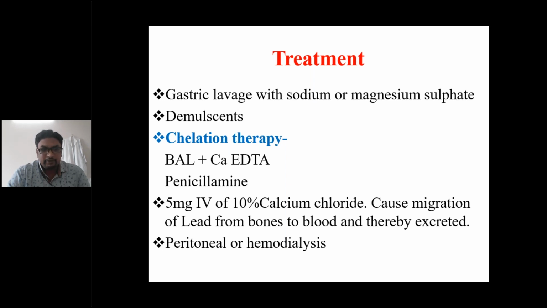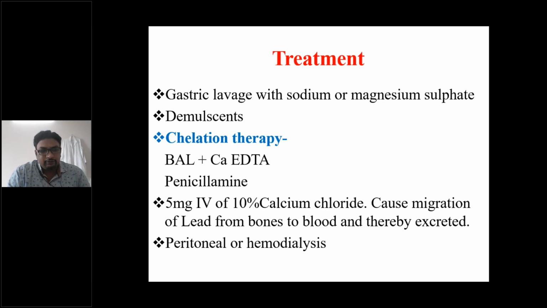We know that chelation is where chela means claw. So claw-like structures will bind the lead, and then it will be removed and formed as an inert substance, and then it will be excreted through the urine or whatever system. So chelation therapy with British anti-lewisite (BAL), calcium EDTA, and then penicillamine. So three chelating agents: BAL, calcium EDTA, and then penicillamine.